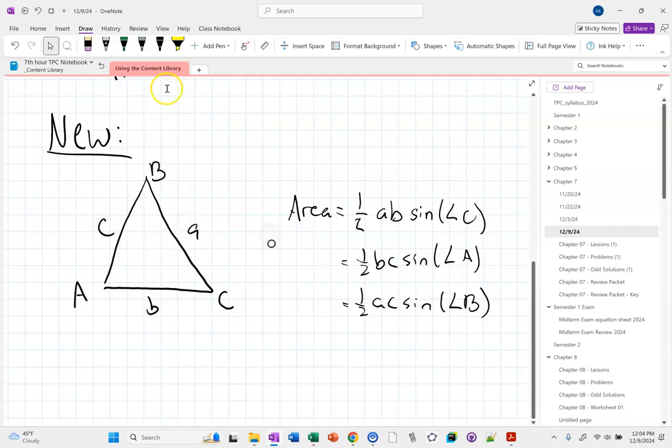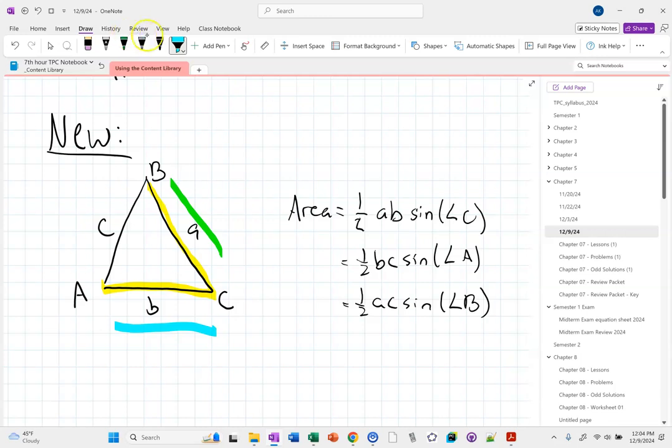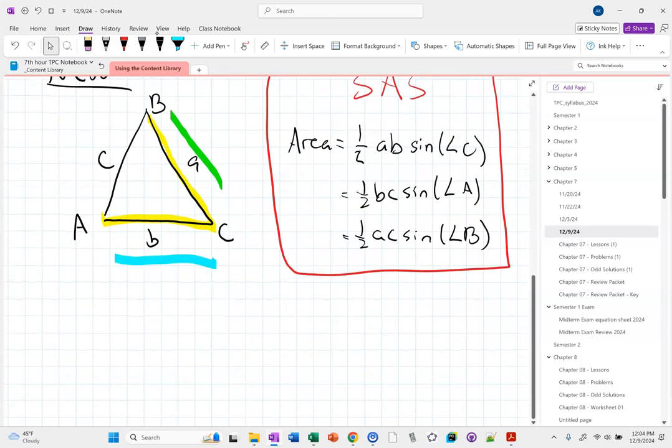If I look at those situations, if I have the first situation, I need angle C, I need side A, and I need side B. What sort of situation is this? That's a side angle side situation. So any side angle side situation, we can just use this formula to find an area, which turns out to be considerably easier than the geometry alternative.